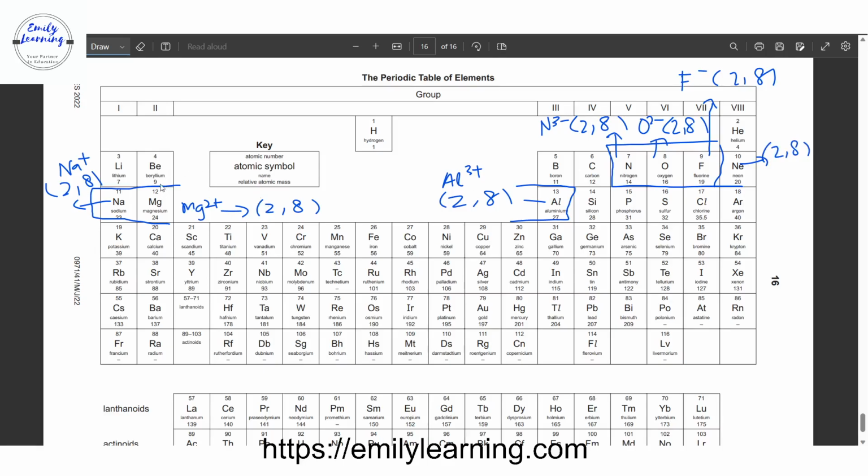So in other words, the magnesium ion has the same electronic configuration as sodium and aluminum ions, the neon atom, and the nitrogen, oxygen, and fluoride ions, called the nitride ion, oxide ion, and fluoride ion.